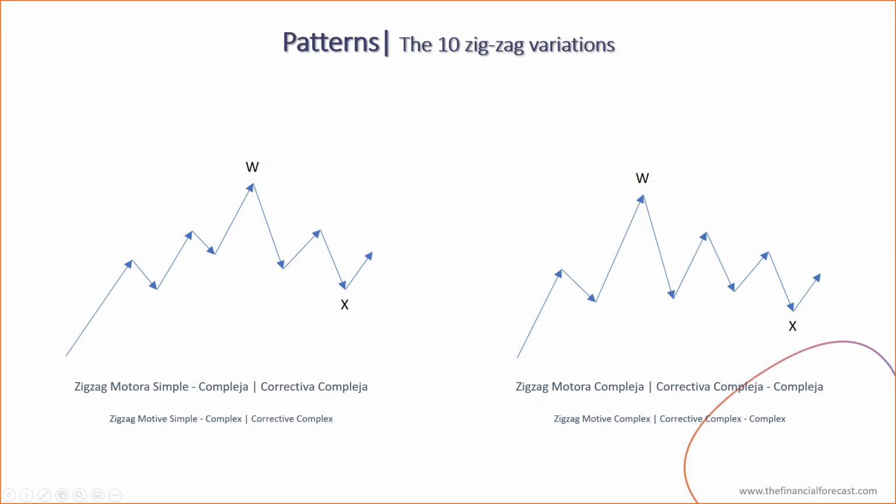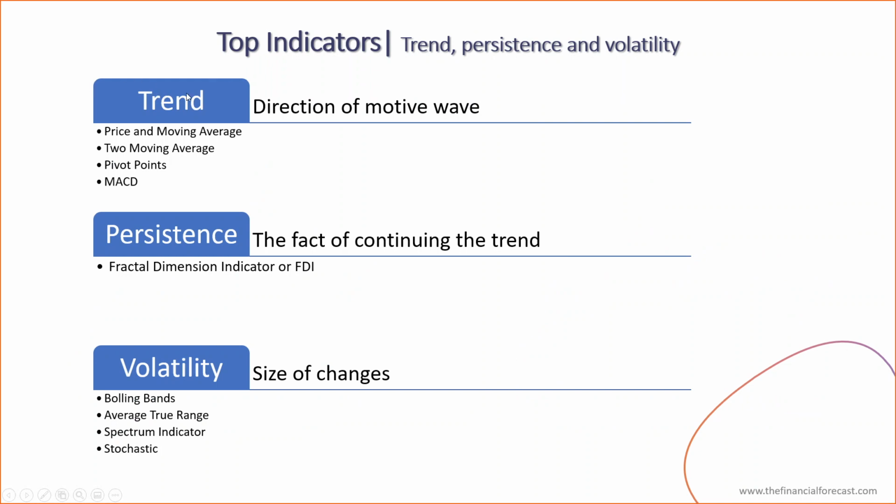Everything is clear with all these patterns? We are talking about a lot of patterns, a total of 10 patterns. And then we need to connect them in length and time. But also, we need to define the trend, the persistence, and the volatility. For the trend, we need to detect the direction of the motive wave, and we want to follow that direction. For persistence, we're talking about the fact of continuing the trend. What are the chances of that trend to continue developing? That's really, really important. And volatility, we're talking about the size of the changes.